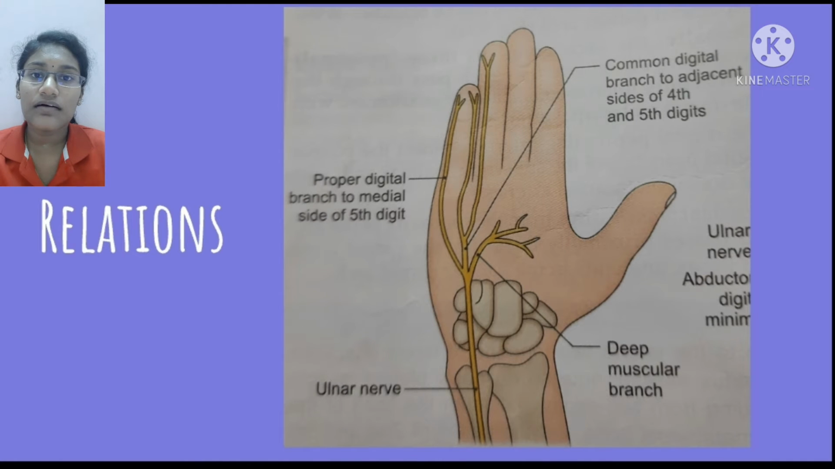And also the ulnar nerve divides into a superficial branch and a deep branch at the level of the flexor retinaculum. After it divides, the superficial branch supplies the medial 1.5 fingers, and then it also supplies the palmaris brevis muscle, whereas the deep branch ends in the adductor pollicis muscle. Now let's go to the branches of the ulnar nerve.